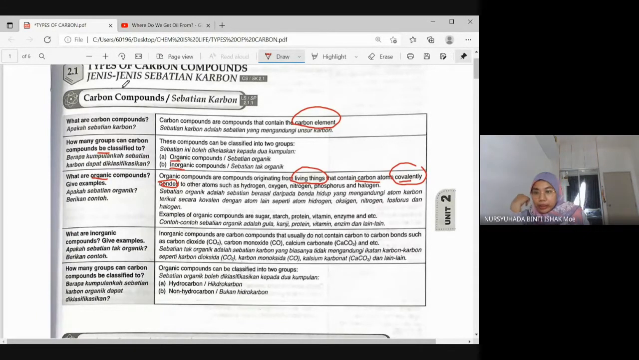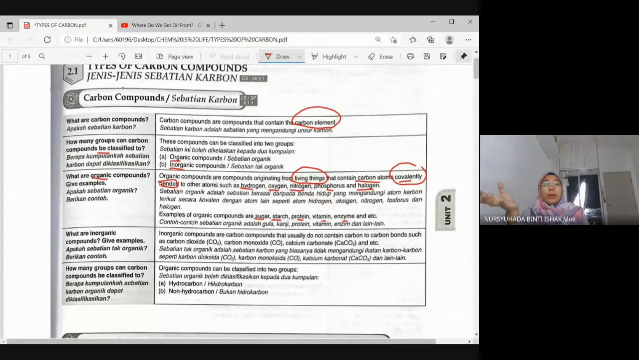Oh, very good, Zindi. Okay, very good, Iman. Alright, very good. Non-metal bond with non-metal. So, contoh yang ini, carbon bond with hydrogen, oxygen, or nitrogen, phosphorus, or halogen. Okay, examples of organic compounds such as sugar, starch, protein, vitamin, enzyme.